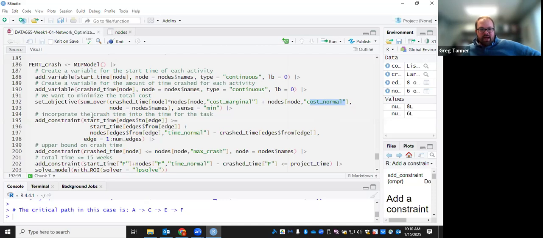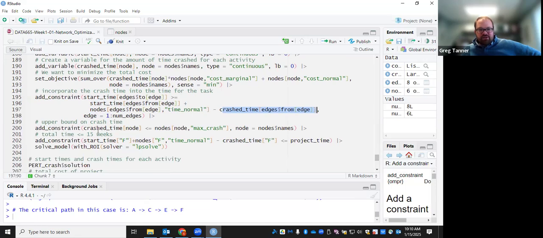Okay. Now to incorporate the crash time into the time for task, the start time of the next activity has to be greater than the start time for the previous activity, plus the normal time minus the amount of time that we've crashed. Okay, and so this crash time essentially reduces the time for that task. Otherwise, that constraint is the same as before.